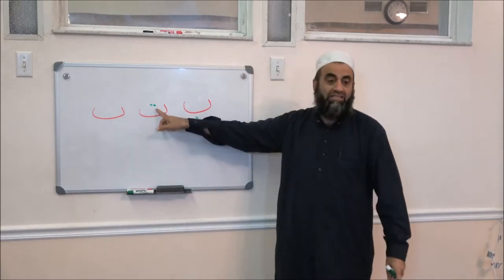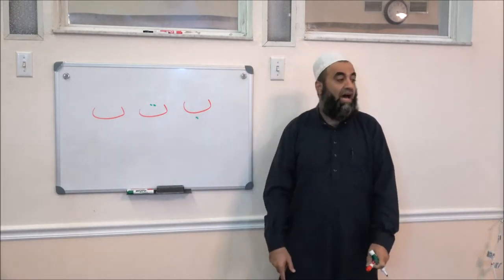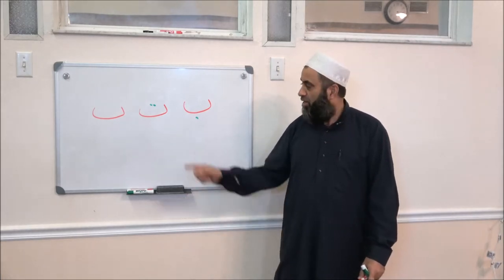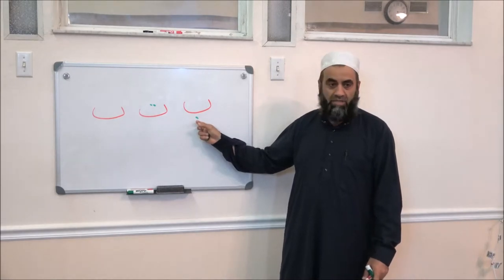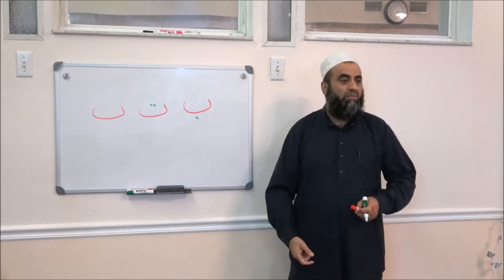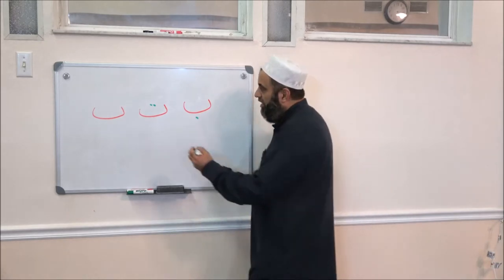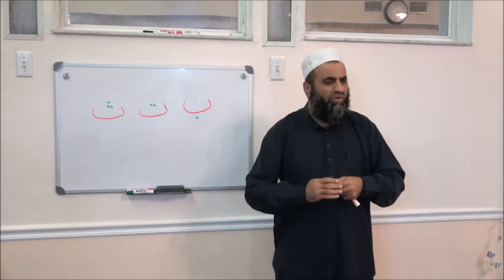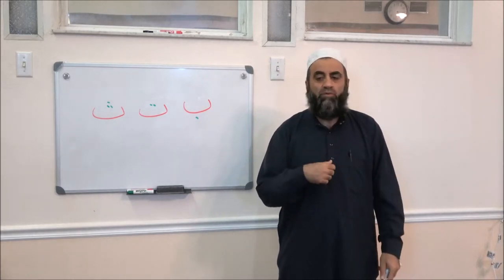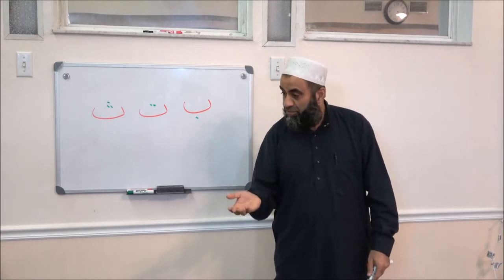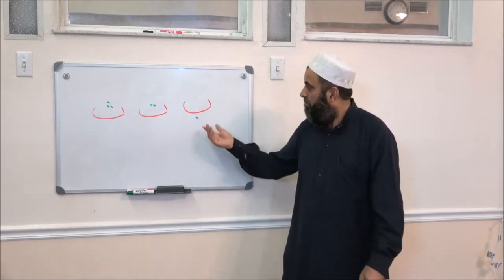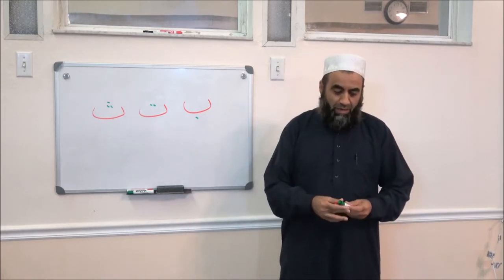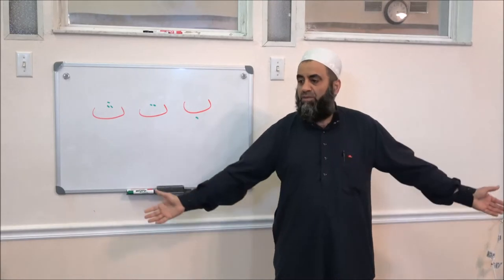Now, two dots at the top sounds like ta. One dot at the bottom sounds like ba. Two dots at the top sounds like ta. And when I have three dots at the top, it sounds like tha, which is more or less the TH sound in the word three. Three sounds like tha. Ba, ta, tha.